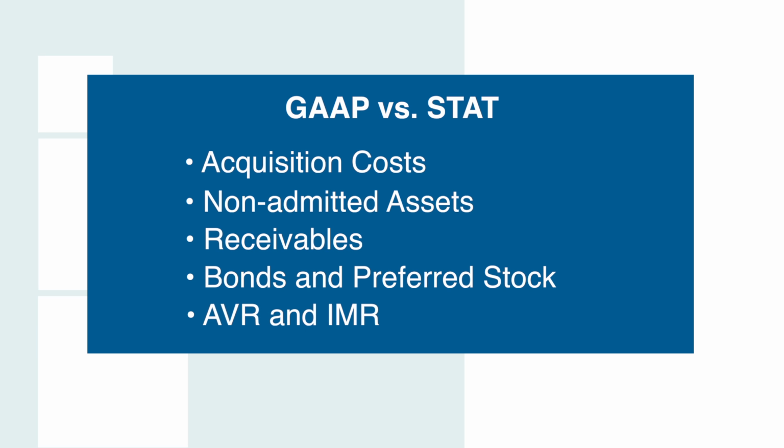AVR and IMR. These are reserves that are unique to statutory accounting, and more specifically, they are unique to life insurance companies. The purpose of these reserves is to reduce significant fluctuations within the investment portfolio's income and capital gains or losses. As previously mentioned, these are the more significant differences between U.S. GAAP and statutory accounting.